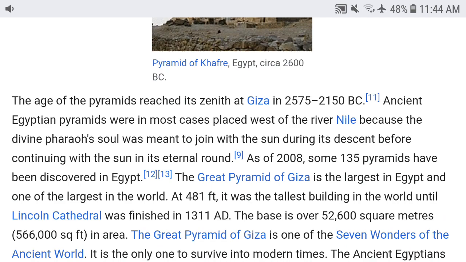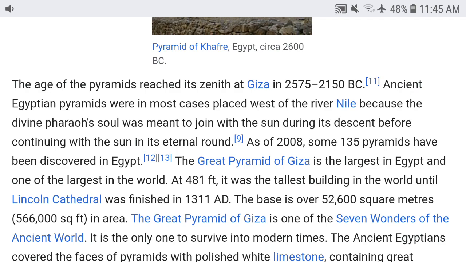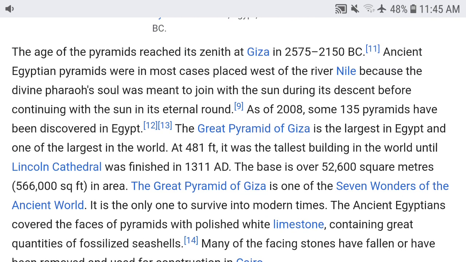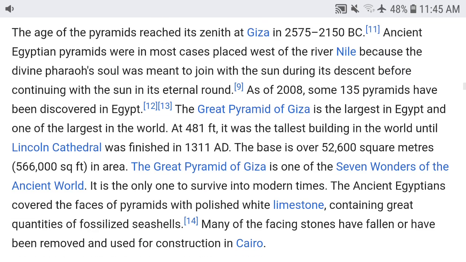Basically, if you lived back then, you would probably search for a home near the side of the river, right? But anyway, as of 2008, some 135 pyramids have been discovered in Egypt. The Great Pyramid of Giza is the largest in Egypt and one of the largest in the world. At 481 feet, it was the tallest building in the world until Lincoln Cathedral was finished in 1311 AD.